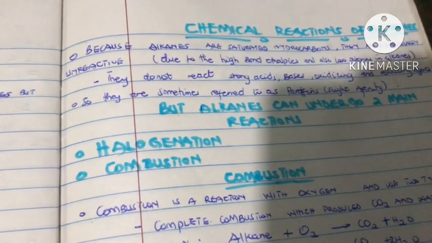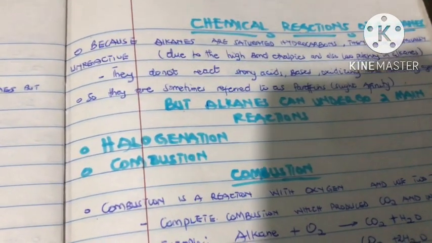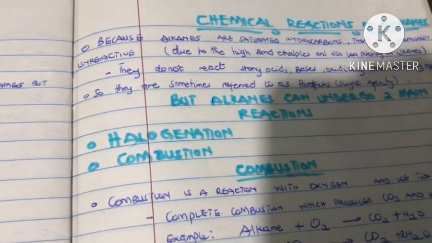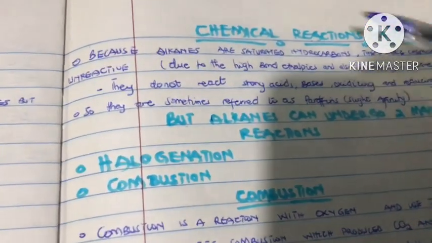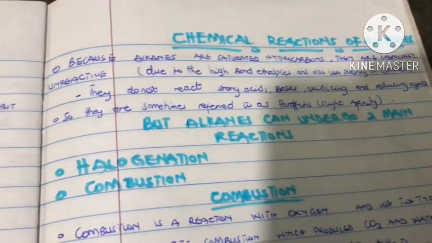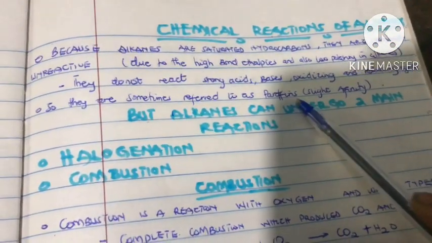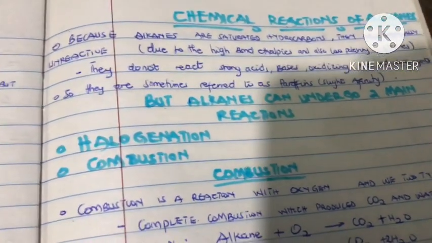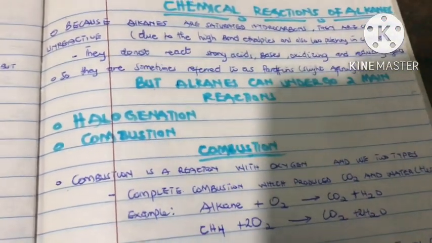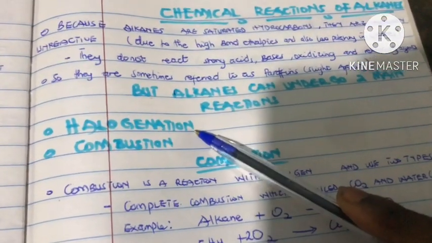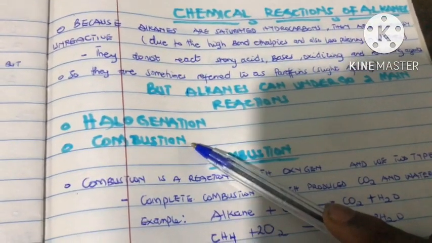So now let's look at the chemical reactions for alkanes. Because alkanes are saturated hydrocarbons, they are chemically unreactive due to the high bond enthalpies and low polarity in alkanes. They do not react with strong acids, bases, oxidizing and reducing agents. So they are sometimes referred to as paraffins because they have slight affinity for other compounds. But alkanes can undergo 2 main reactions, and they are halogenation and combustion.